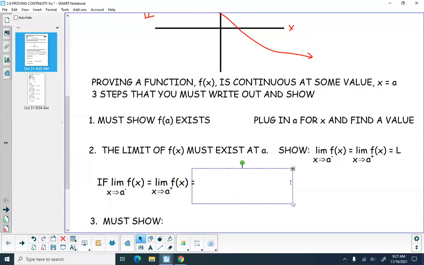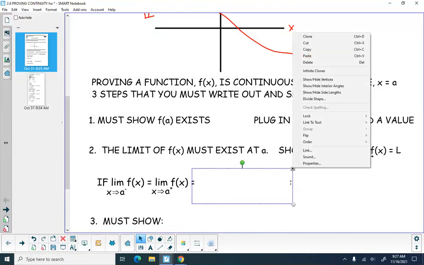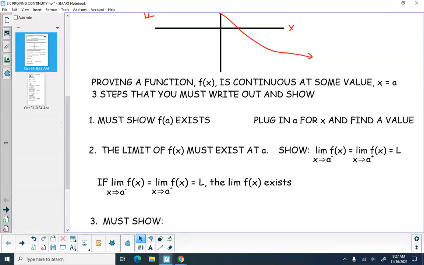If the limit as x approaches a from the right equals the limit as x approaches a from the left, then the limit of the function exists. So how you prove that the limit exists at a value of a of a function is show the limit as x approaches a from the left and right equal each other. If they equal each other, then we have a limit there.